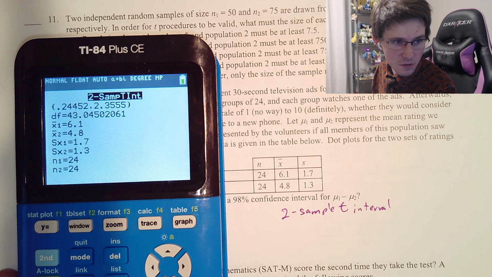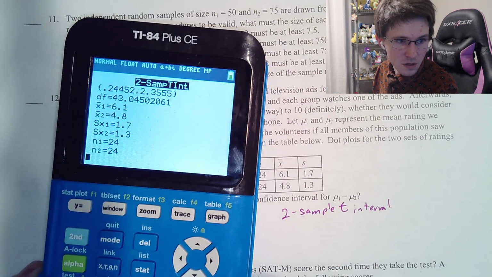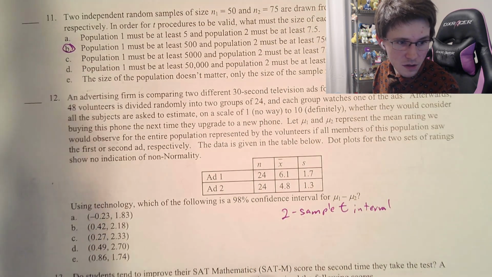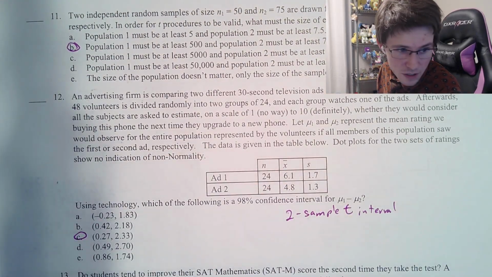0.24, 2.3. They don't even have the correct answer on the sheet. We'll go with letter C, close enough.